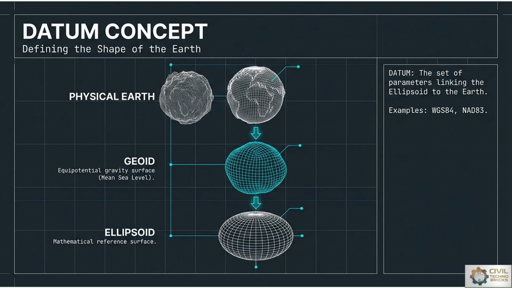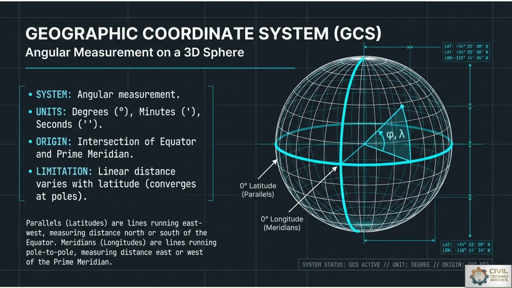So for example, WGS 84, NAD 83, these are all datums. With reference to that, we can take the reference for any geoid, equipotential gravity surface, or ellipsoid mathematical reference surface. Now, there are three coordinate systems.